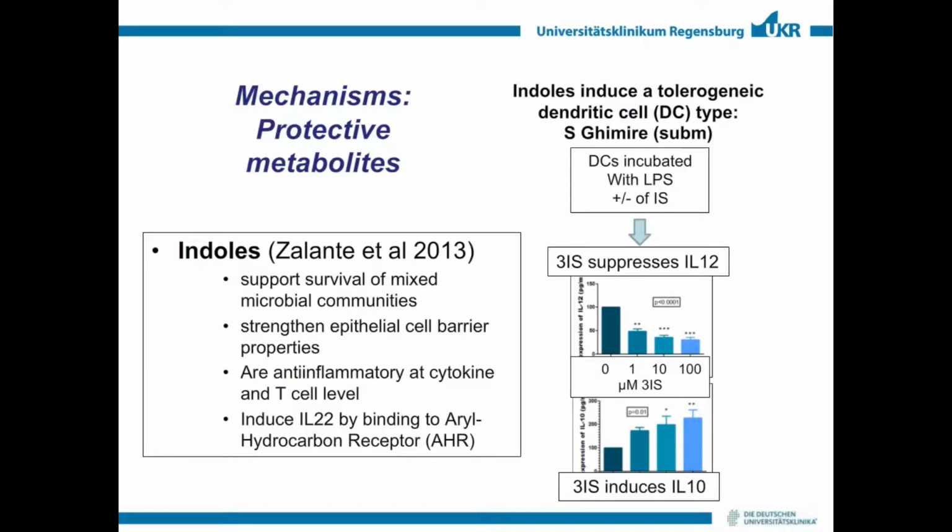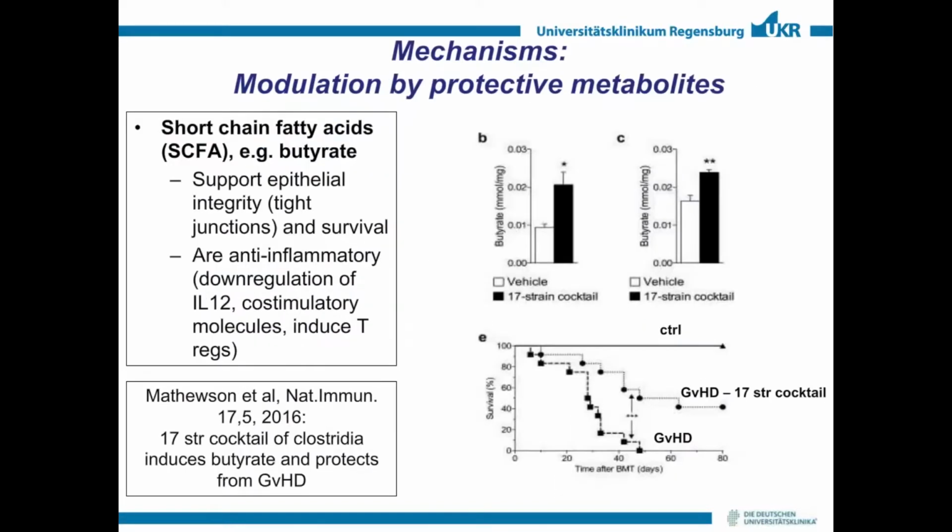in a peaceful coexistence. The other large group of protective metabolites are the short-chain fatty acids, especially butyrate is here important. Again, they are important for epithelial integrity, like tight junction and survival of epithelial cells. And again, they are anti-inflammatory. They downregulate IL-12, they downregulate co-stimulatory molecules, and they can induce regulatory T cells. This is shown by the group von Ann Arbor and New York.